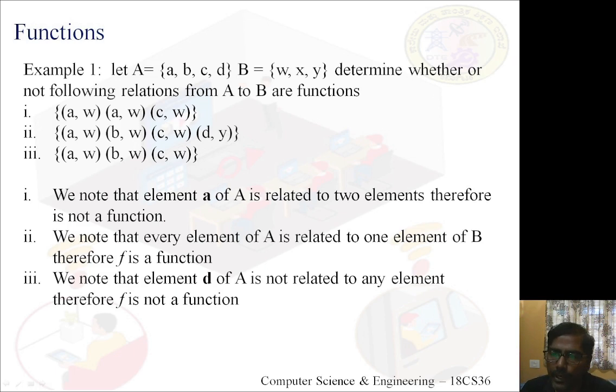In the second relation from A to B, there are four ordered pairs. The first ordered pair is A, W. The second ordered pair is B, W. The third ordered pair is C, W, and the fourth ordered pair is D, Y. Now let me analyze the second relation consisting of four ordered pairs A, W, B, W, C, W, and D, Y as a function or not.